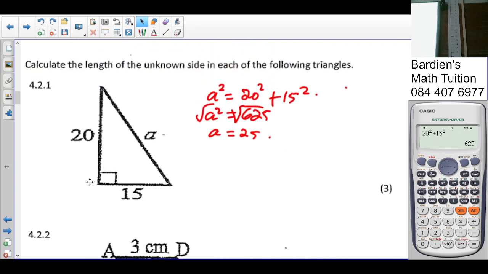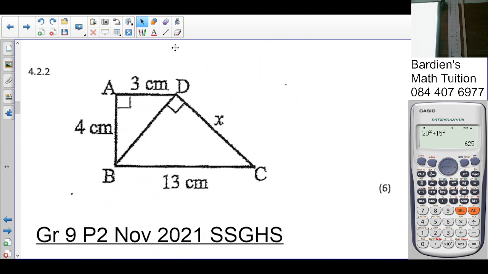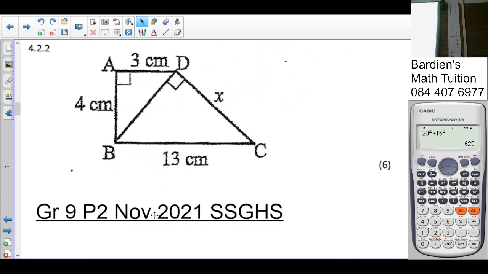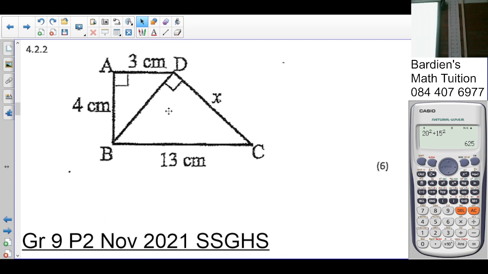But there are no units here. Okay, you want me to write units? I write units. But there were no centimeters or meters anyway. We left it out. Okay. But Lisa just wants me to rather deduct marks from you guys. Yeah. Right, next one.